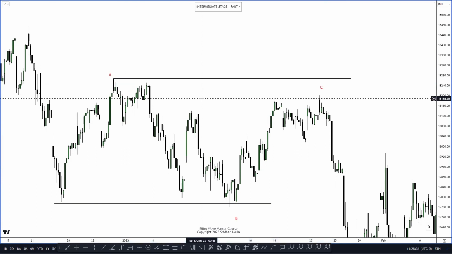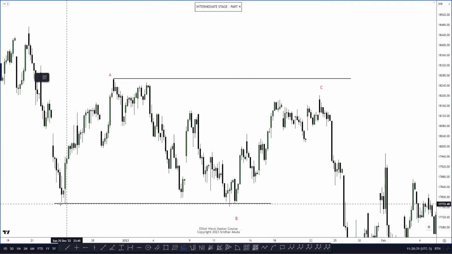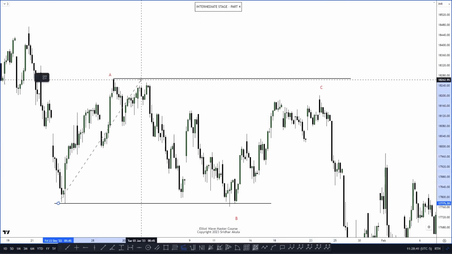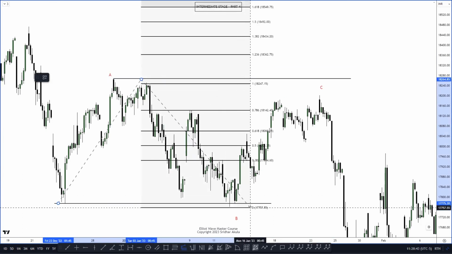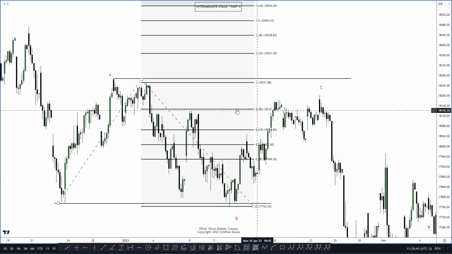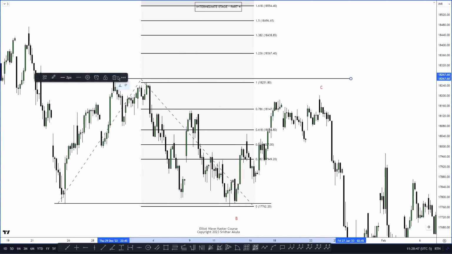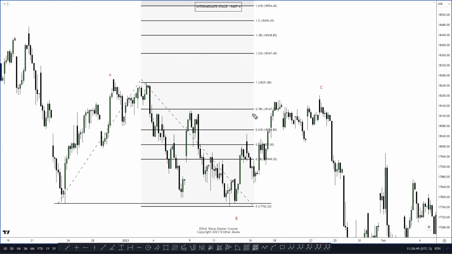So wave C, till where can it go? The trick here is it will most likely extend to a minimum of 78%. It will minimum go there. It will terminate between your 1x and 78 by chance. Your minimum requirement of 78 will be there for wave C in this case. This is in your irregular structure.